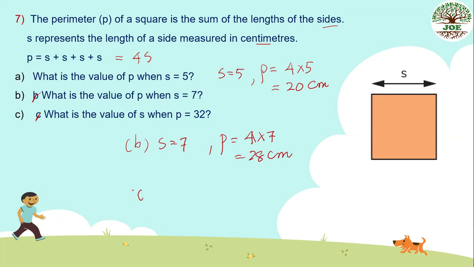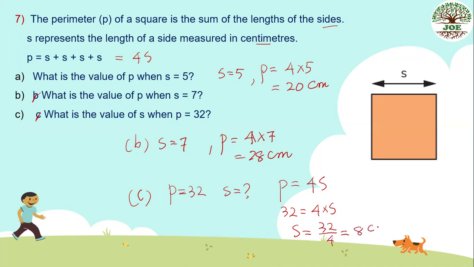And part C, what is the value of S when P is 32? When P is 32, what is S? So P is 4 times S. If P is 32, 32 is 4 times S. So S is 32 divided by 4, 8 centimeters.